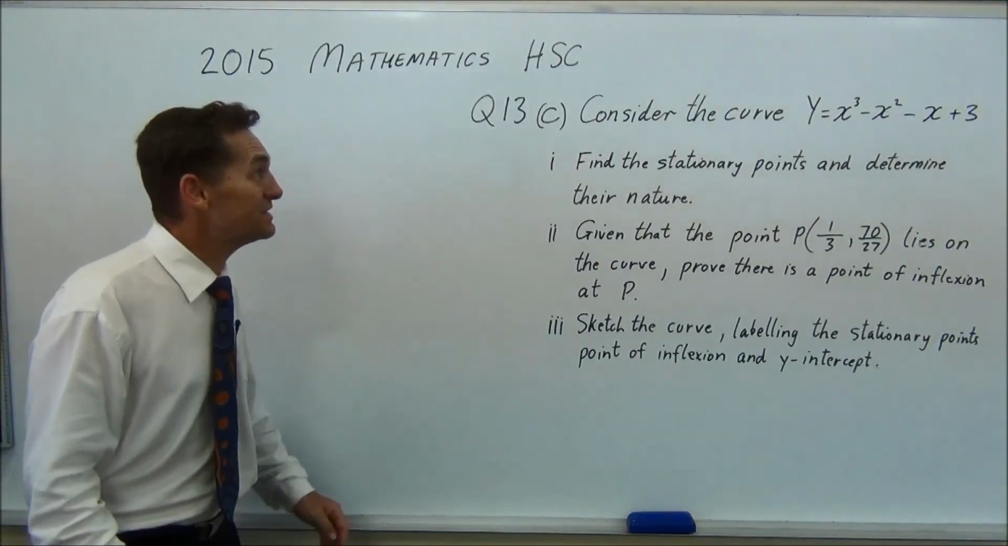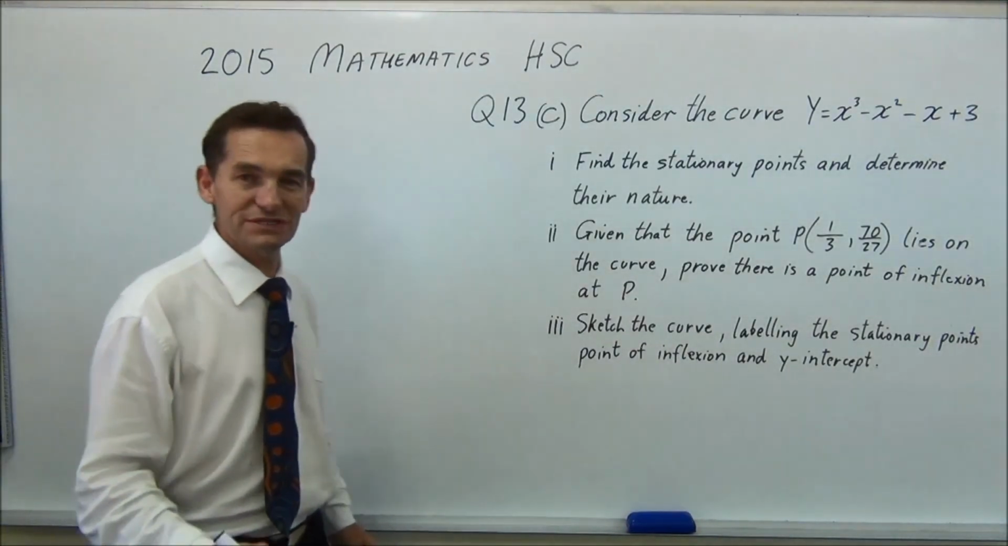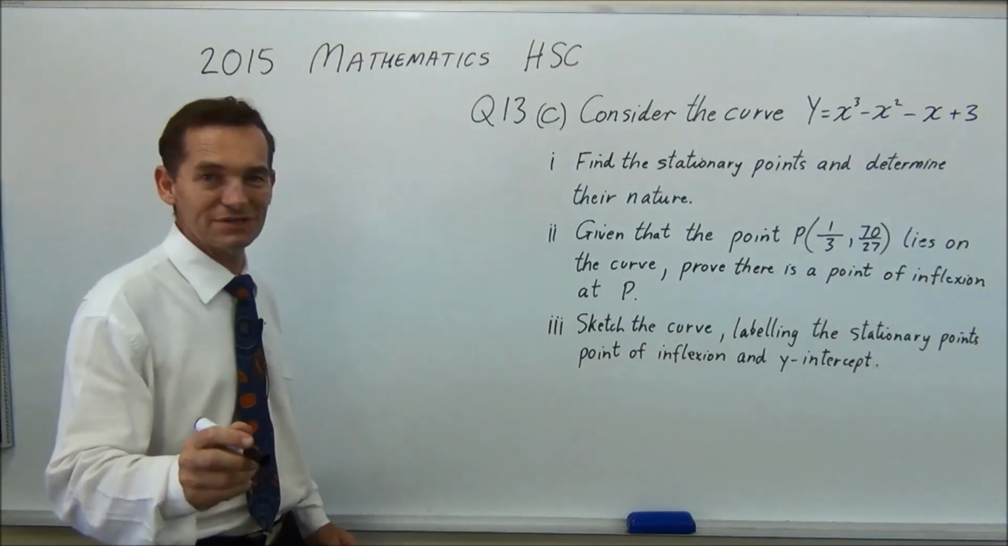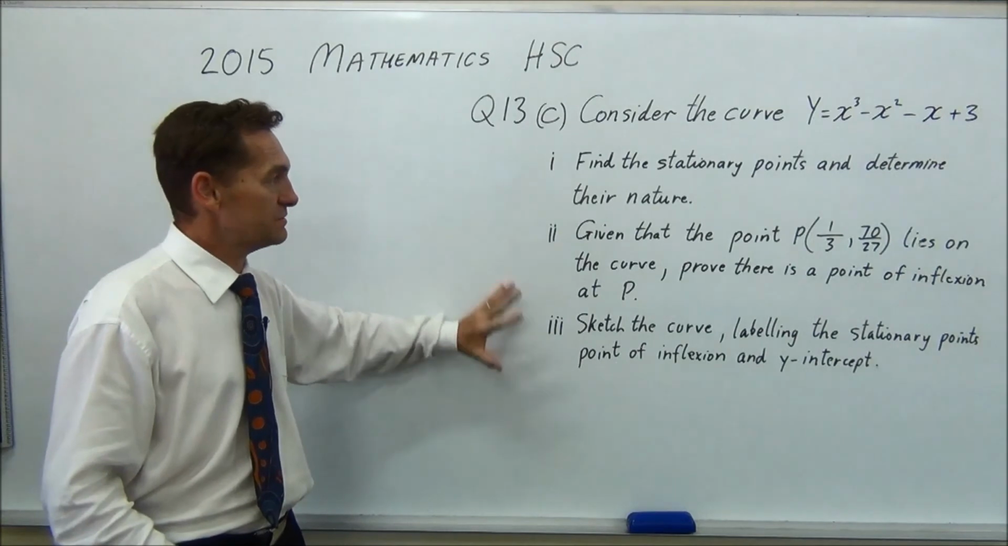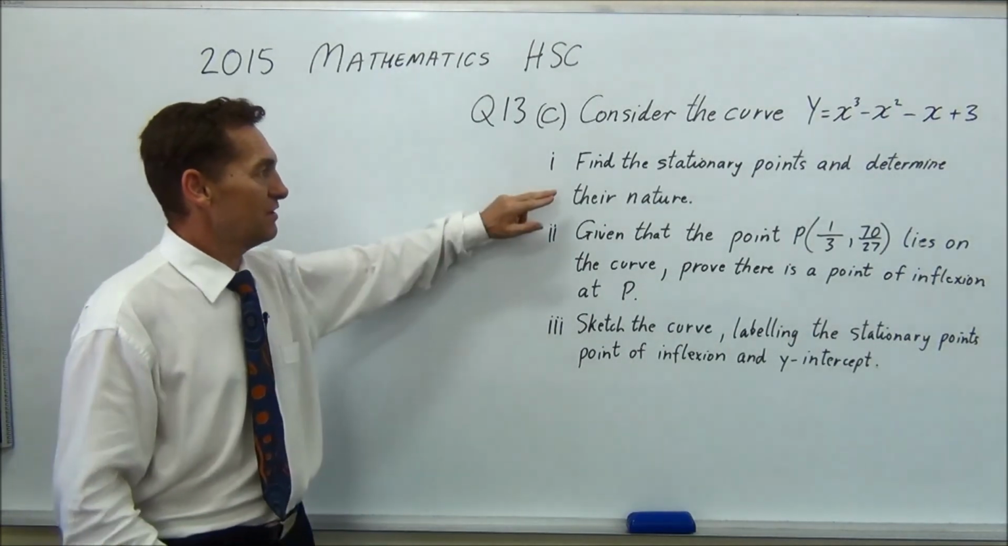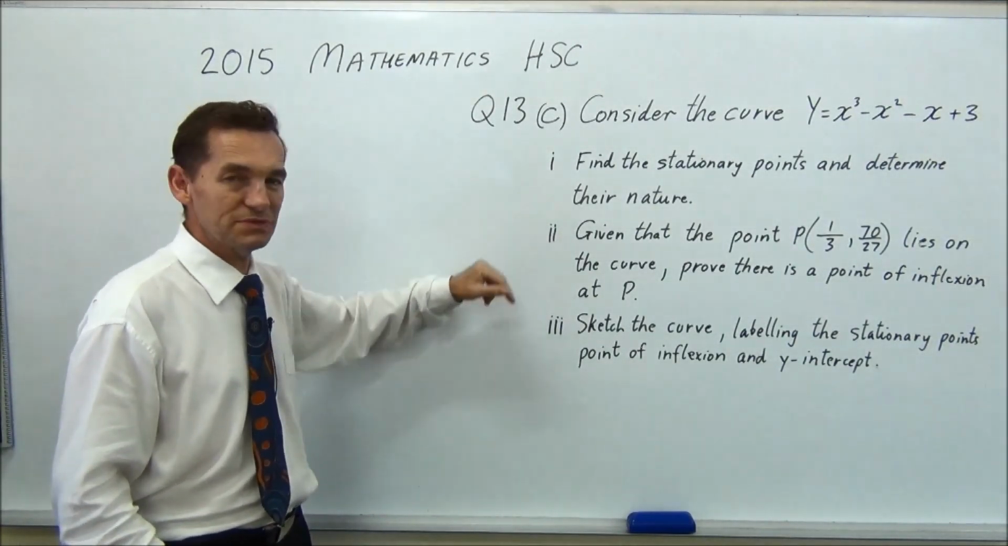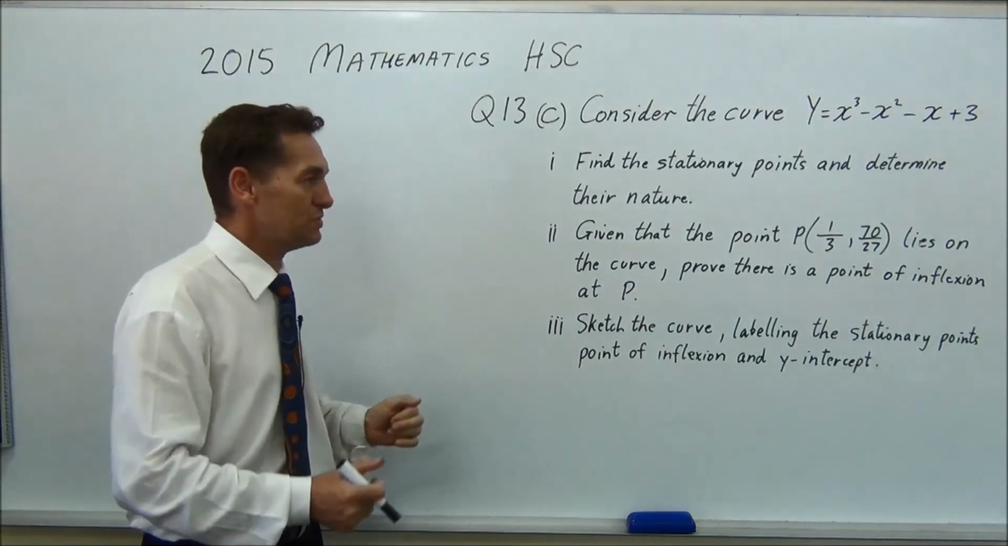G'day again. Question 13c. Consider the curve y equals x cubed minus x squared minus x plus 3. And then there's 3 bits. So we'll do one part at a time, find the stationary points and determine their nature. So this should be pretty straightforward.